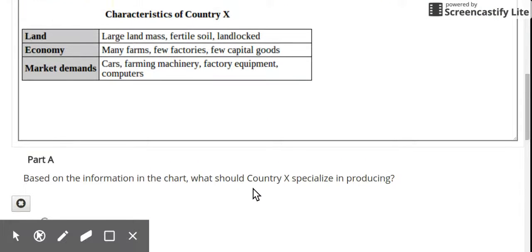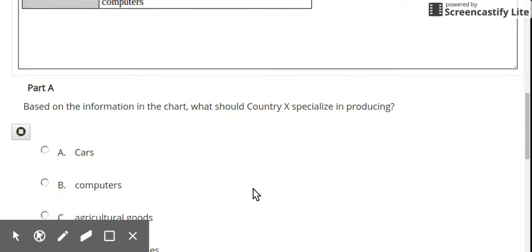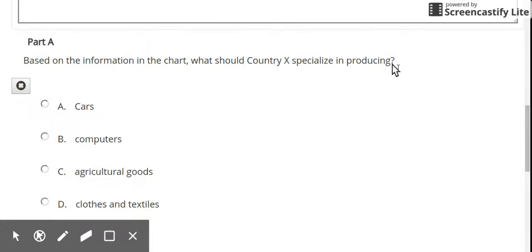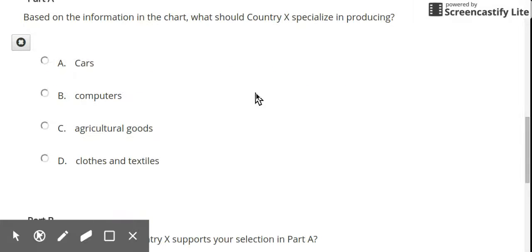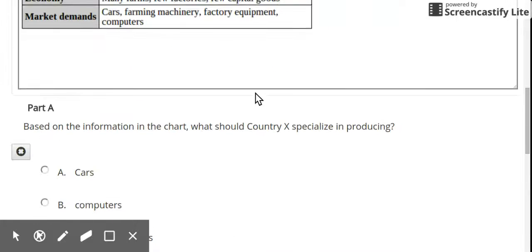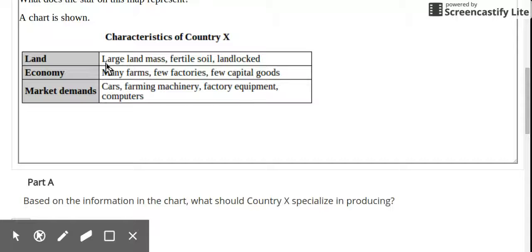Okay, another chart here. It says, based on the information in the chart, what should country X specialize in producing? So we read the chart and we try to decide what are they going to focus on. For land, it says they have a lot of land, fertile soil, they're landlocked, which means they're surrounded by land, which means they don't have access to getting in the oceans and traveling that way. Their economy, farms, a lot of farms, very few factories and few capital goods.